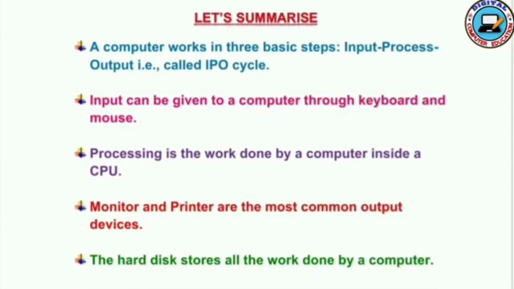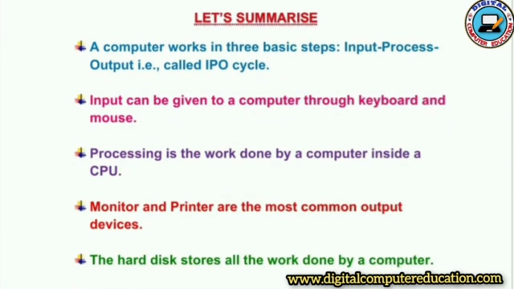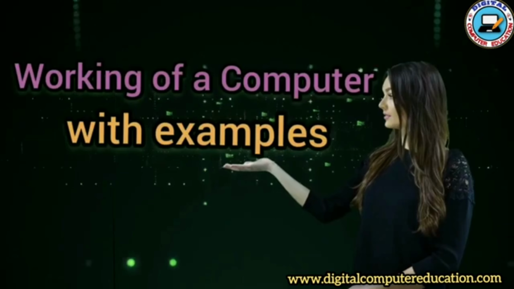Now, let's summarize. First, a computer works in three basic steps: input, process, output. That is called the IPO cycle. Next, input can be given to a computer through the keyboard and mouse. Next, processing is the work done by a computer inside the CPU. Next, monitor and printer are the most common output devices. Last one is, the hard disk stores all the work done by a computer. In this video, you have understood the working of a computer with lots of examples.